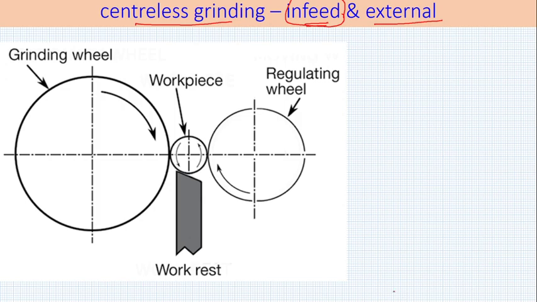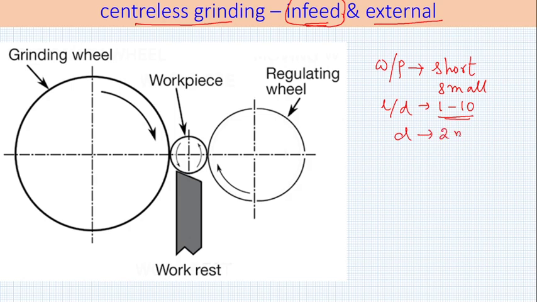If you are grinding a shaft, the external surface of the shaft is mounted between centers. But here, the workpiece need not be mounted between centers. This is the workpiece. So it is called centerless grinding. Most of the time, workpieces are short and small in diameter. So typical L by D ratio is 1 to 10, not more than that, and diameter is typically 2 millimeter to, what I have seen in the industry, 40 millimeter, not more than that.